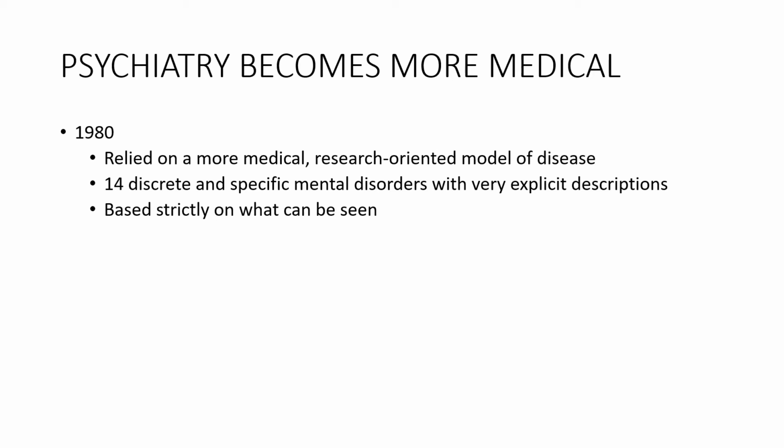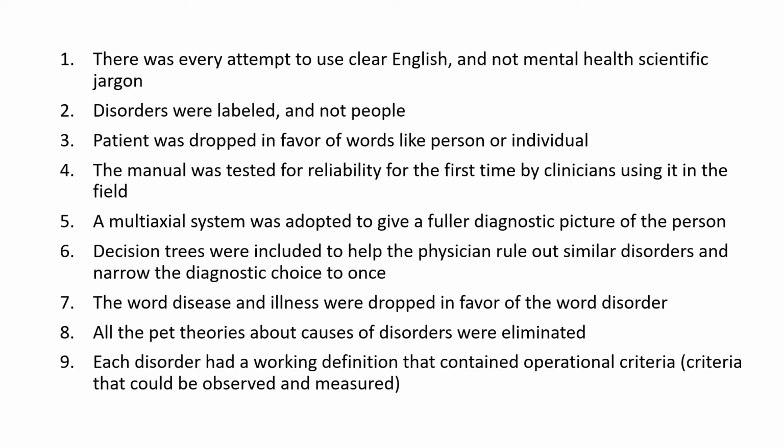And being observable is something that's really important when it comes to research, right? Because we don't want to just do theoretical stuff that can't necessarily be proven. We're looking at things that we can see, we can understand, we can diagnose, because we physically see those behaviors or whatever it is. 1. There was every attempt to use clear English and not mental health specific jargon. 2. Disorders were labeled and not people. 3. Patients was dropped in favor of words like person or individual.